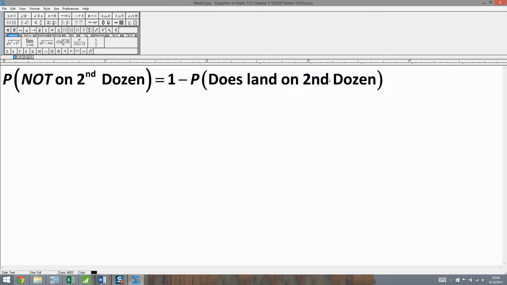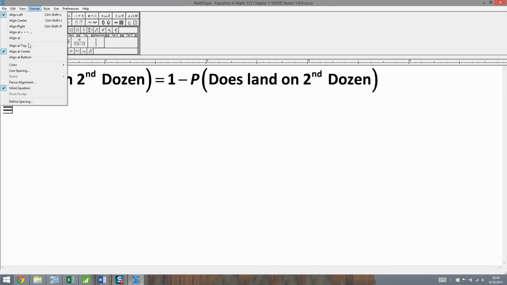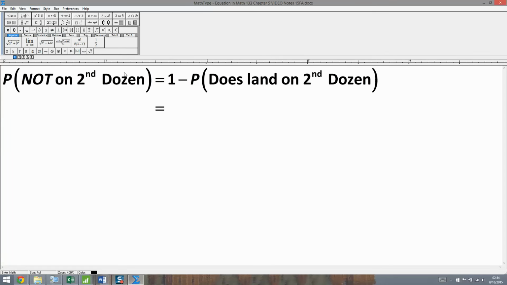So in other words, we're using the opposites of each other. Either it lands on the second dozen or it does not. So landing on the second dozen and not landing on the second dozen, they're opposites of each other, they're complements. So I'm going to use the complement rule, so I'm going to take 1 minus the probability that it does land. That's equal to 1 minus what we just found, 12 out of 38.